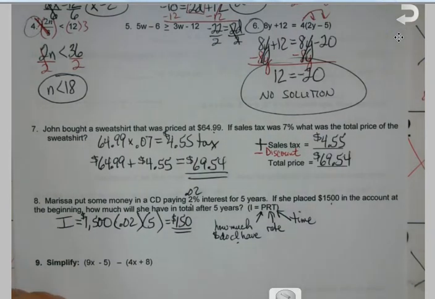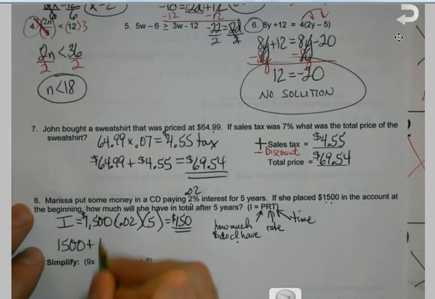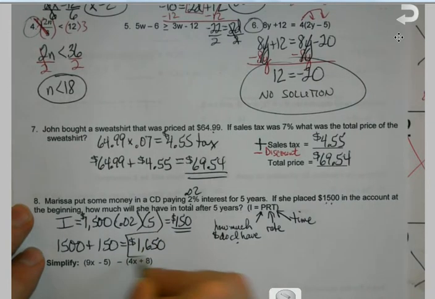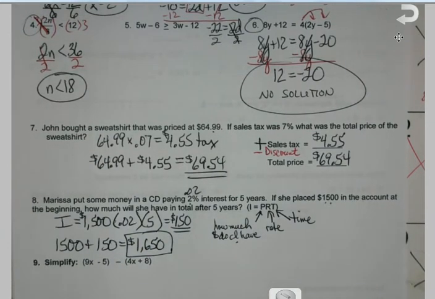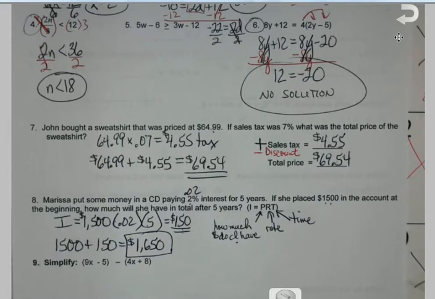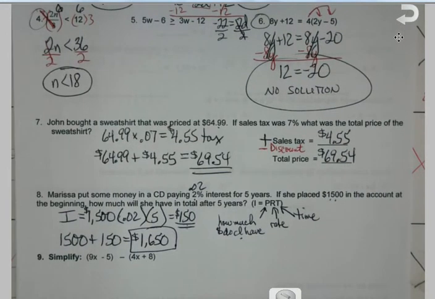But that's not the final answer, because the question says how much will she have total in 5 years. So I got to take what she had originally and add the interest. Why is it only 150? I think that's just on the screen. That's just something I'm marking on my screen. That's not 0.150, because if I move it, the decimal doesn't move with me. Okay, so that's where my total's coming from.